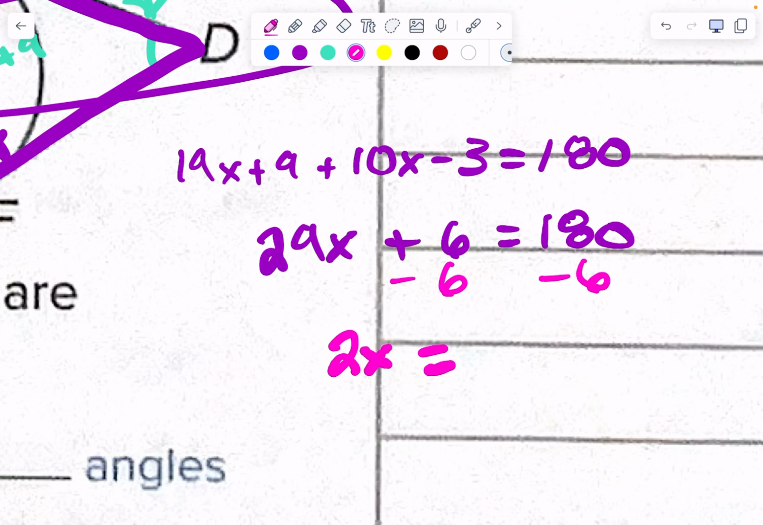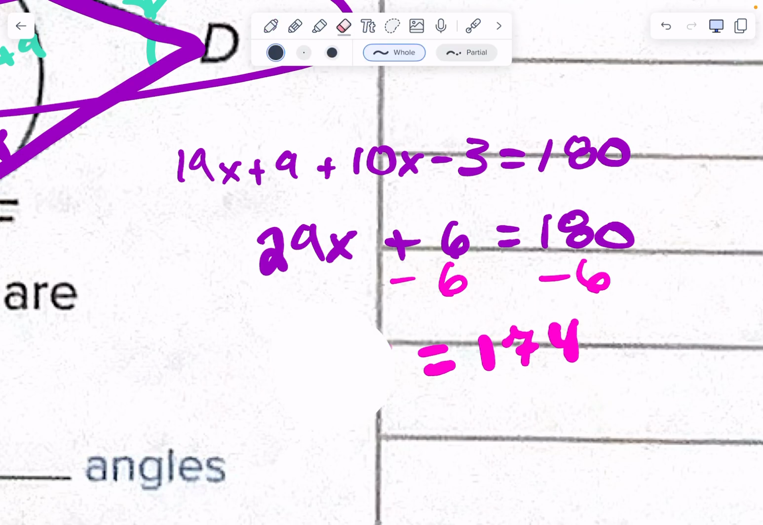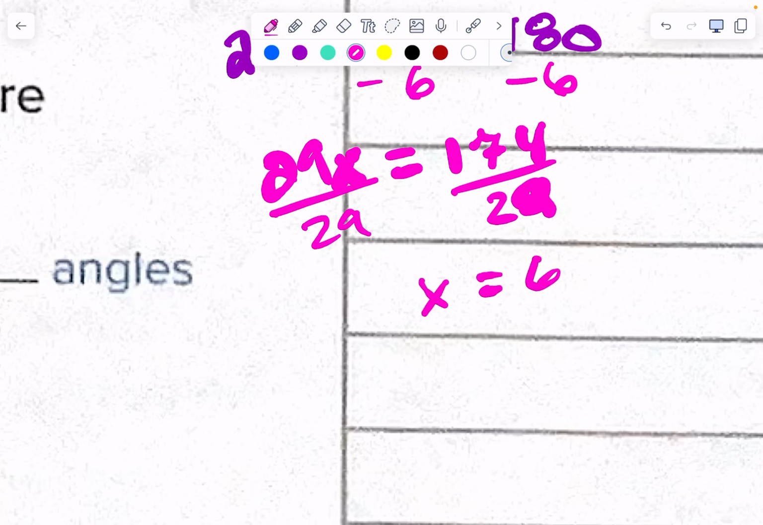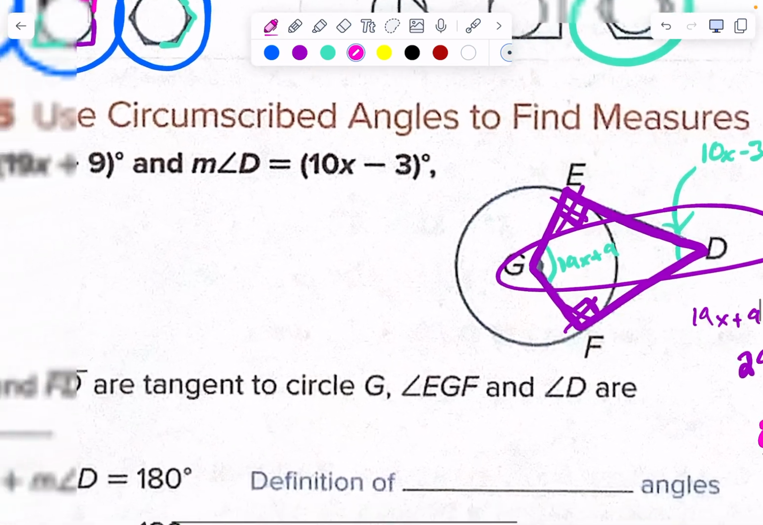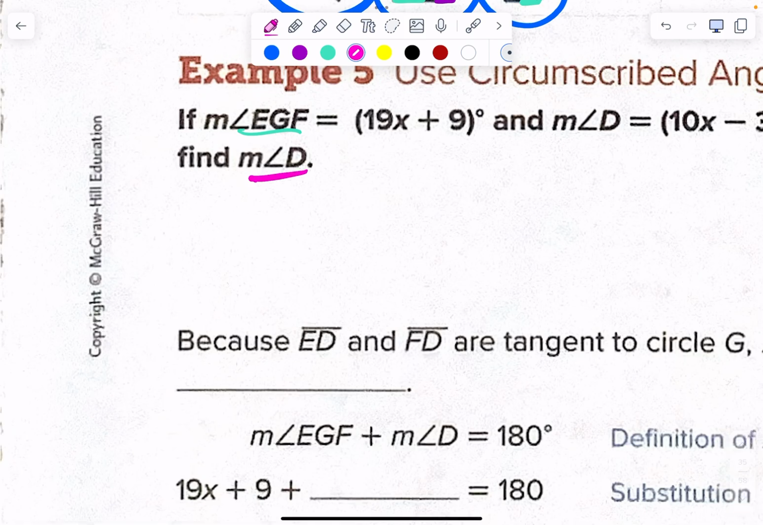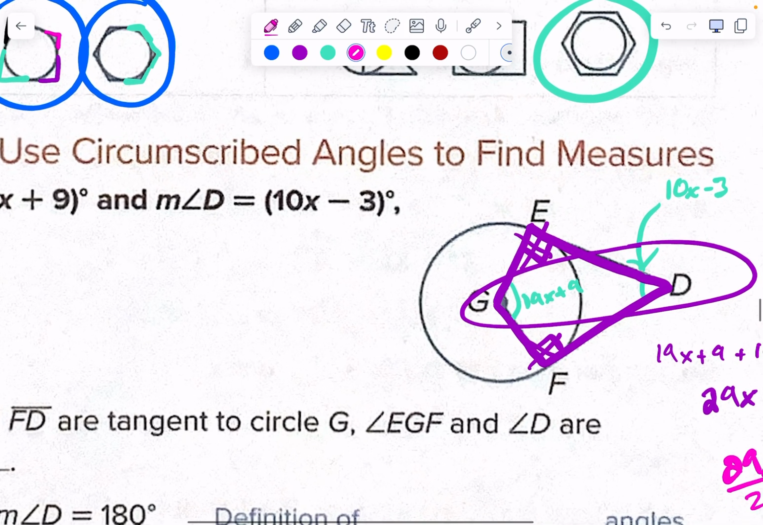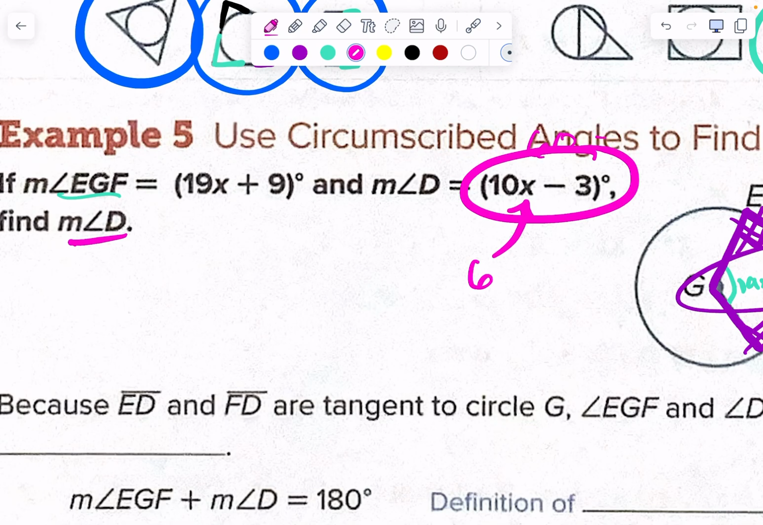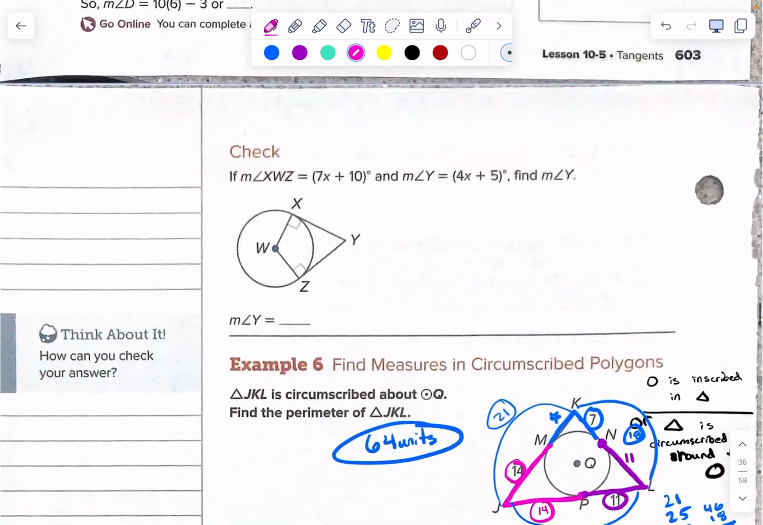29x equals 180 minus 6. 174. 29x equals 174. Divide by 29. Is it 6? Yes. X equals 6. Okay. Then we have to find the measure of angle D. My diagram is a mess, so I'm just going to look up here and plug 6 in there. 6 times 10 is 60 minus 3, 57 degrees. And that's all. Okay? That was example 5.